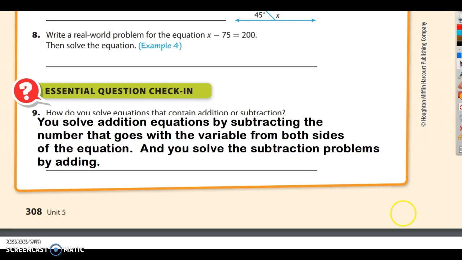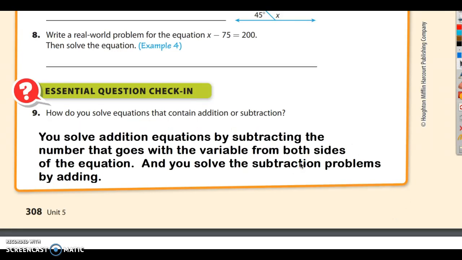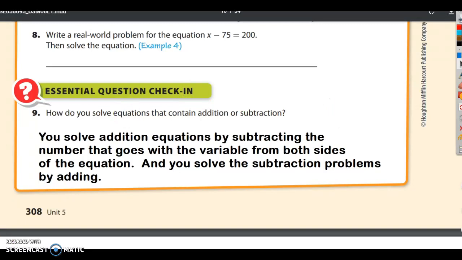The second part of that sentence is not super complete, but I didn't want you to have to write too much. So I'll reread the question. How do you solve equations that contain addition or subtraction? You solve addition equations by subtracting the number that goes with the variable from both sides of the equation, and you solve the subtraction problems by adding. Good enough. You are done with page 308. Great job.